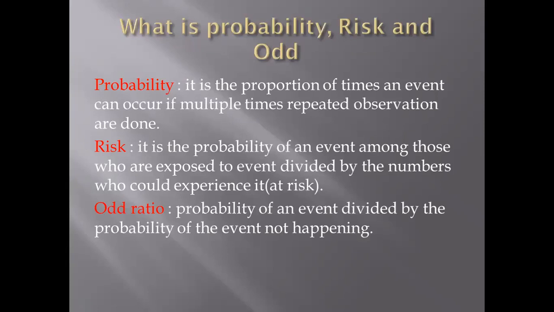So what is the probability, risk, and odds? Probability is the proportion of times an event can occur if multiple repeated observations are done. Risk is the probability of an event among those who are exposed, divided by the number who could experience it, or we can say who are at risk. Odds ratio is the probability of an event divided by the probability of the event not happening.